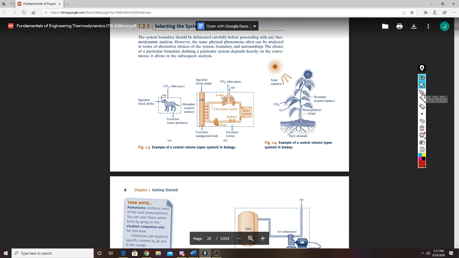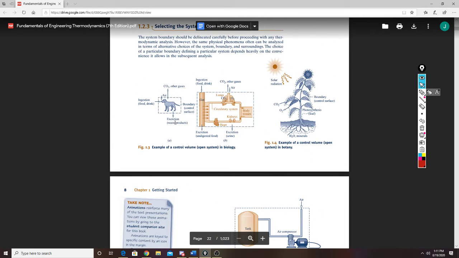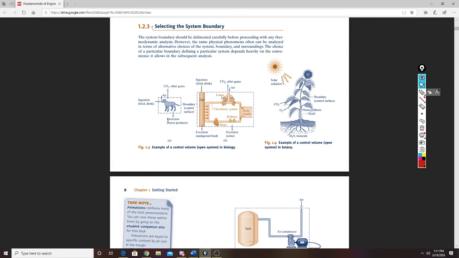Essentially, this tells you how to select your boundary. The reason this is important is that if you select the boundary poorly, you won't know what's coming in and out very effectively. So that's where we're at. This is probably a better example because they're using a dog, but we don't really want to talk about that.